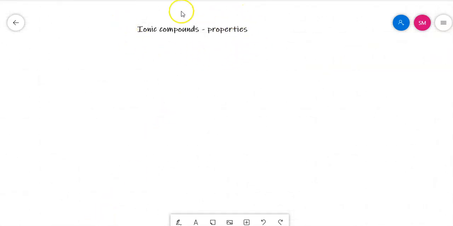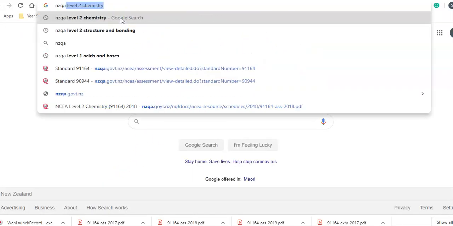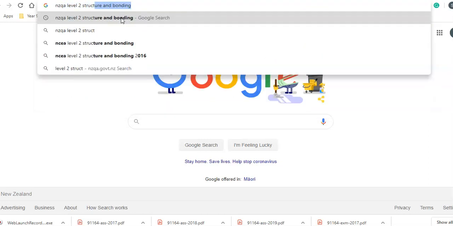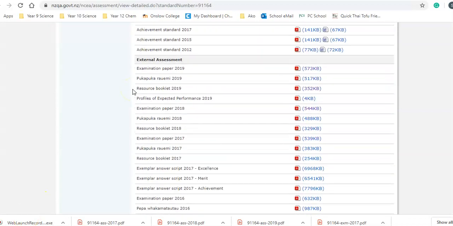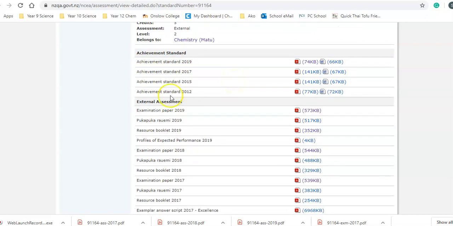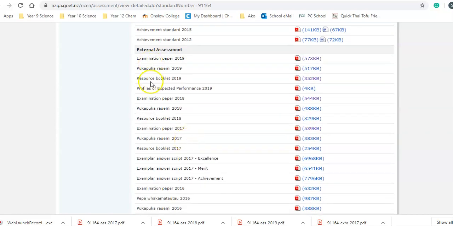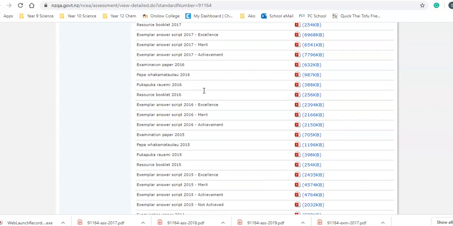To get the outline of which properties we need to be looking at, we can go to the NZQA website. So we can go level 2 to structure and bonding. We get the standard here. From this page, we can look at the achievement standard, like the outline of the achievement standard that we're going to look at now. Also, there are past exam papers, the resource booklets that we get during the exam, and some exemplars that are put up.